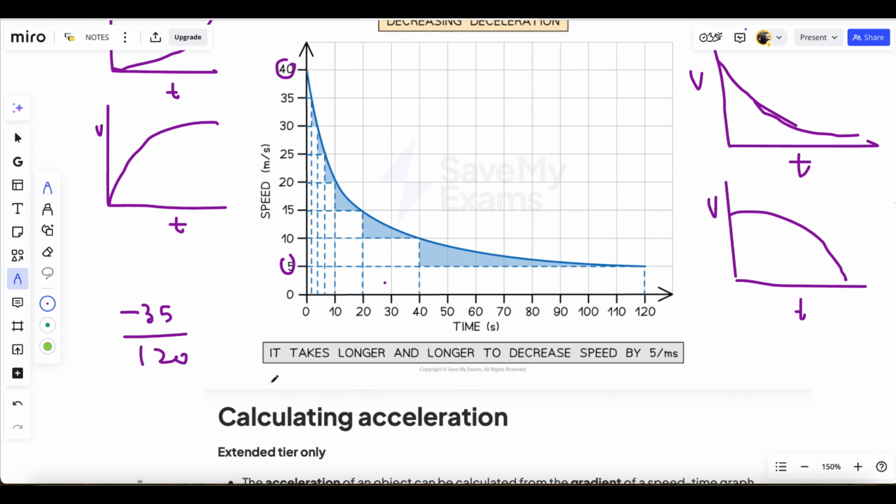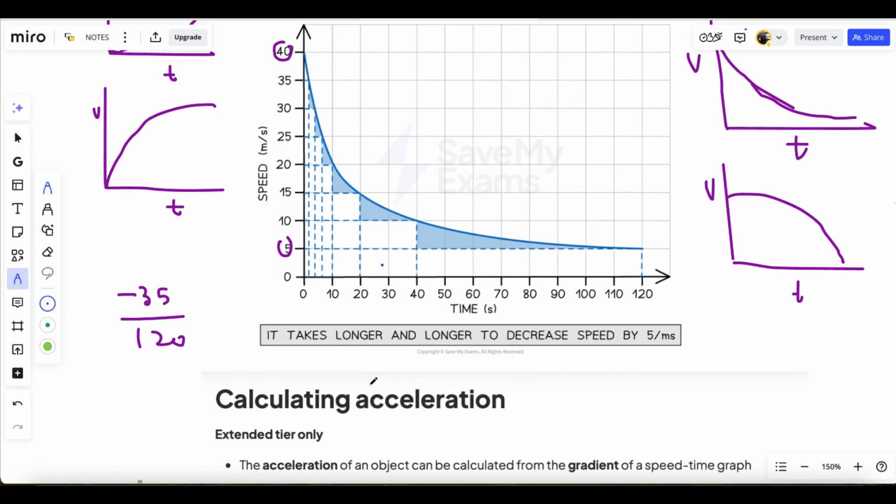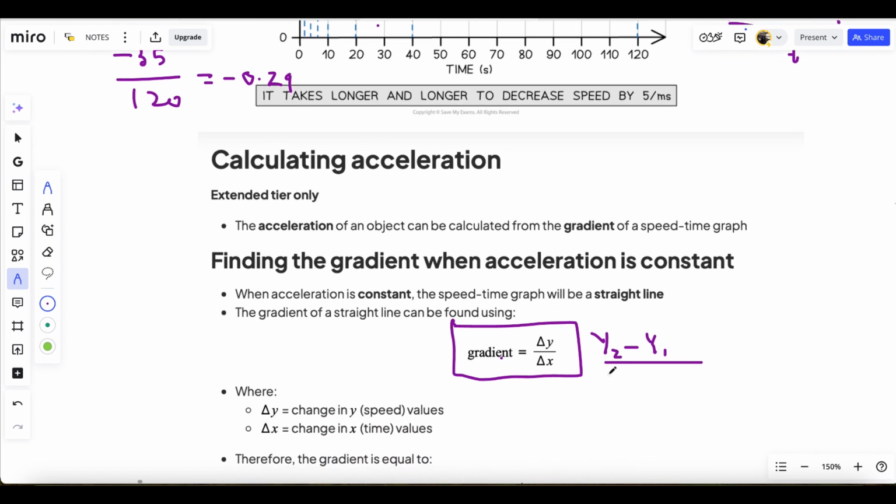Is that okay? So you get negative 0.29. That gives you your decreasing deceleration. So this is what it is for this type of graph. Cambridge will be playing with you and asking you to calculate. When they ask you to calculate the acceleration in a speed-time graph, they are simply asking you to calculate the gradient. We already learned this in mathematics coordinate geometry, how to calculate the gradient of a function.